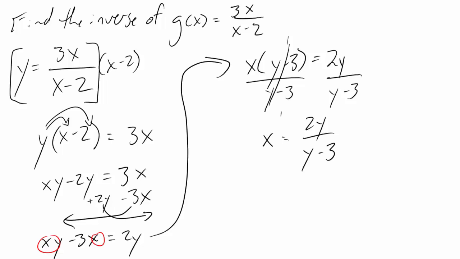So now we want to switch the x's and y's around. So we get y equals 2x over x minus 3, which is our inverse function. In this case, g inverse of x is that 2x over x minus 3.